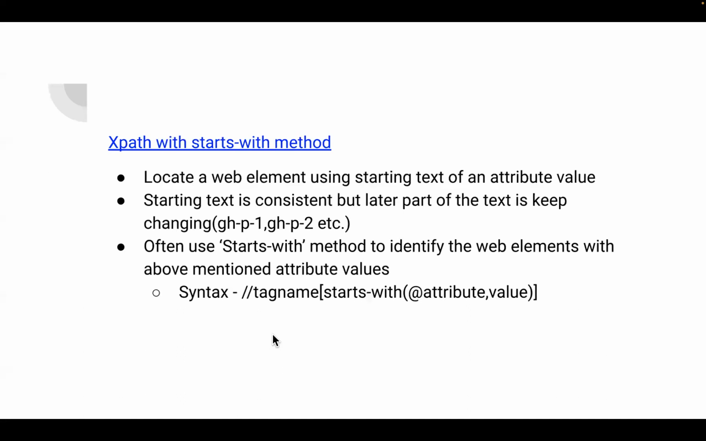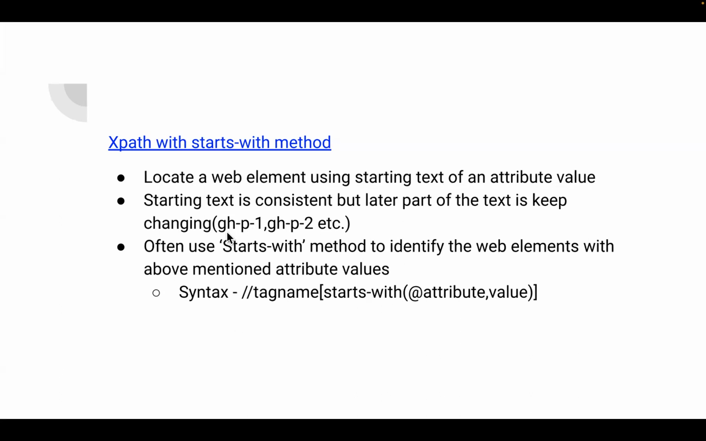We use the starts-with method to locate a web element using the starting text of an attribute value. While using this method, we need to make sure the starting text of the element is consistent, meaning it should not change, but the later part of the text is dynamic or keeps changing. We often use the starts-with method to identify web elements with such attribute values.